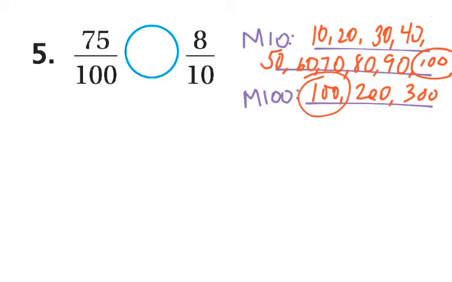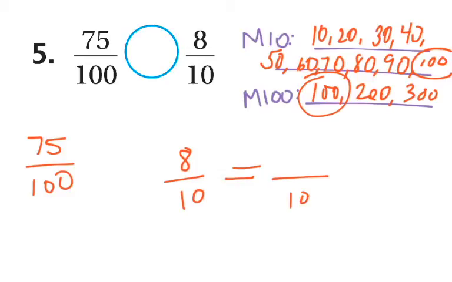So if I want to get 75 hundredths to have a denominator of 100, I don't have to do anything because it's already there. But 8 tenths, I'm going to have to do something to it to get it to have a denominator of 100. How do I go from 10 to 100? What do I multiply 10 by to get to 100? Well, I multiply 10 times 10. So if I multiply the 10 times 10, I have to multiply my numerator of 8 times 10. So 8 times 10 is going to be 80.